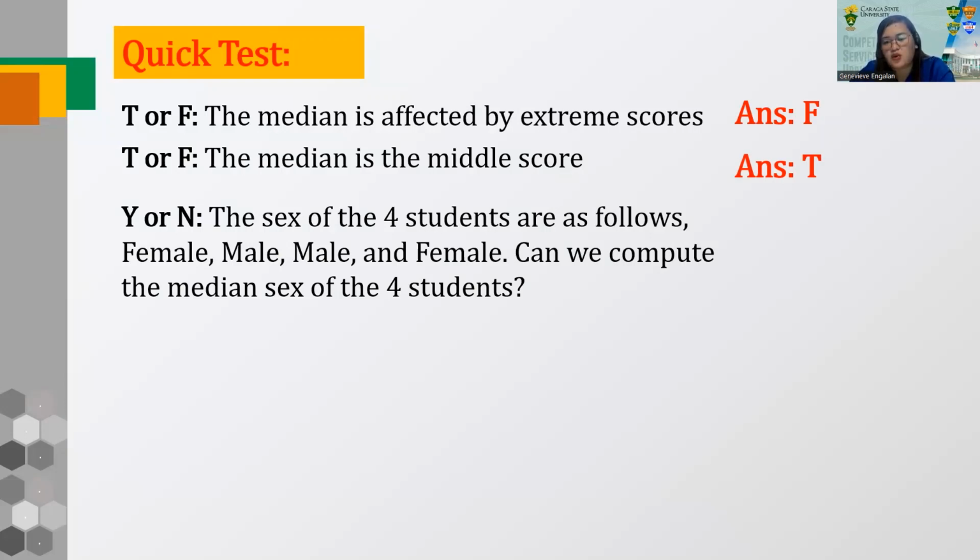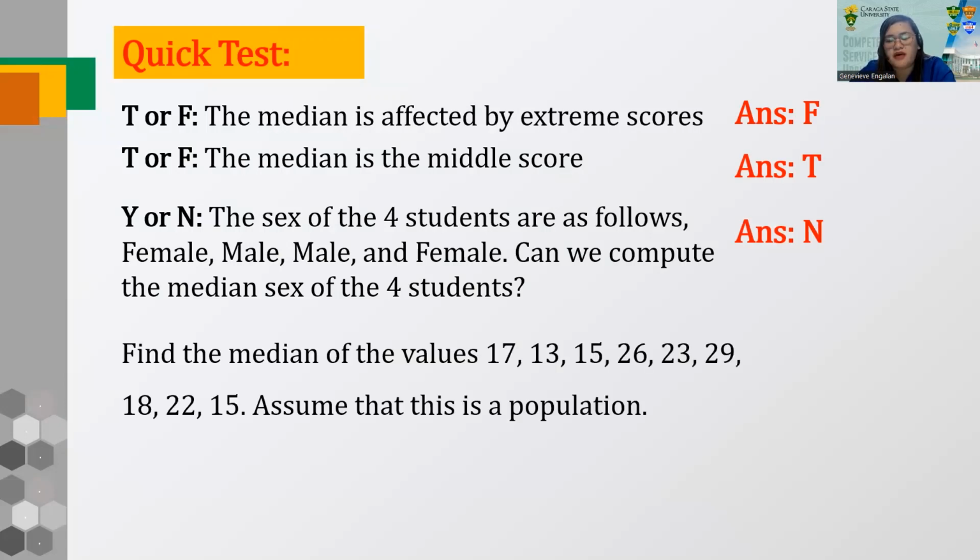Can we compute for the median sex of 4 students? No. Okay, find the median of the values 17, 13, 15, 26, 23, 29, 18, 22, 15. Assume that this is population. So the answer is 18.